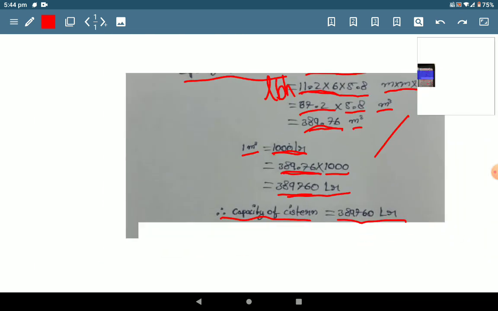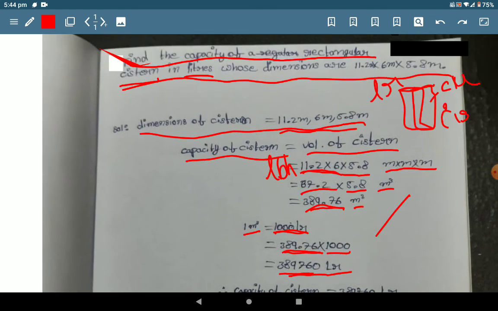So let's review this question again. So first of all, we take the dimensions of the cistern, then we find the volume, and the volume is 389.76. Then convert it into liters, which is 389.76 into 1000, which is equal to, oh, it's actually 389,760 liters.